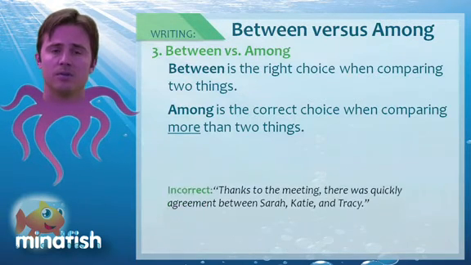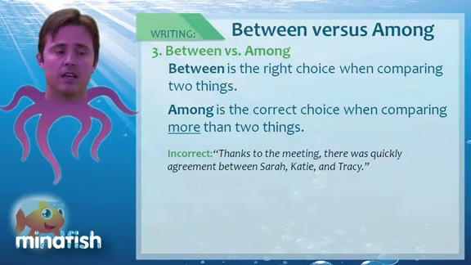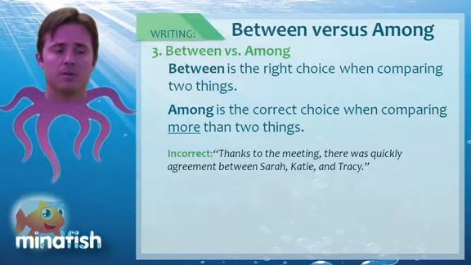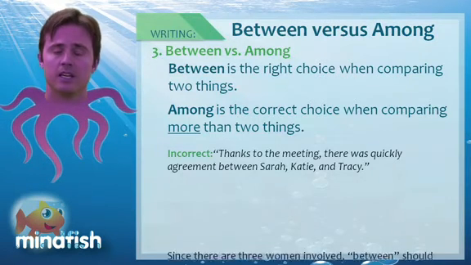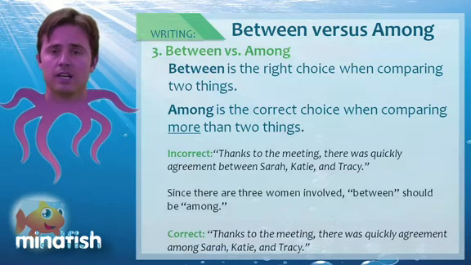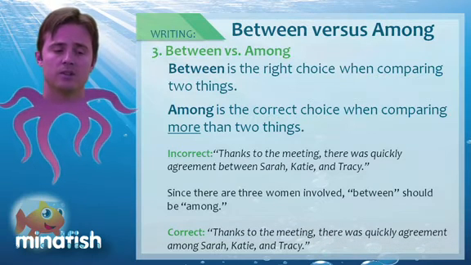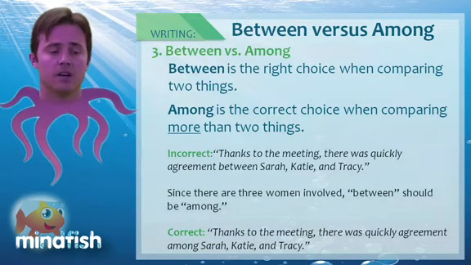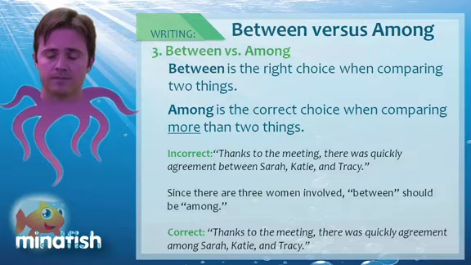So here's an example of between being used incorrectly. Thanks to the meeting, there was quickly agreement between Sarah, Katie, and Tracy. Since there's 3 people here, we need to say among. So the correct answer would say, thanks to the meeting, there was quickly agreement among Sarah, Katie, and Tracy.